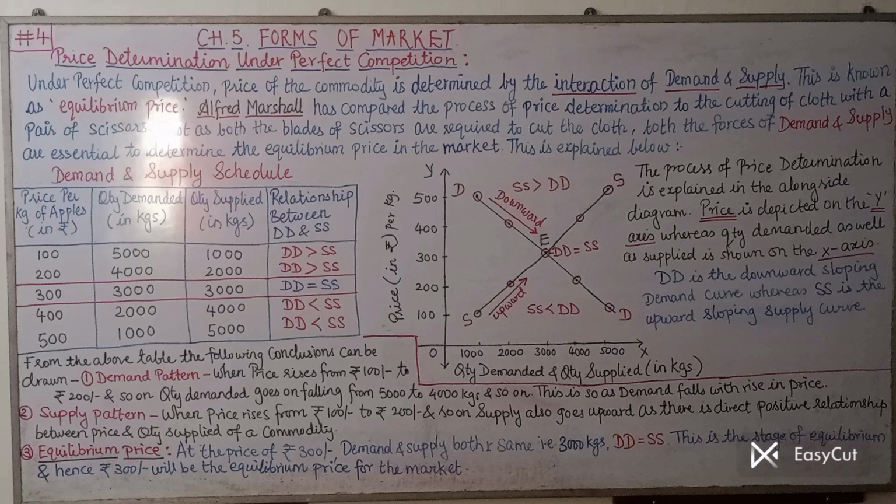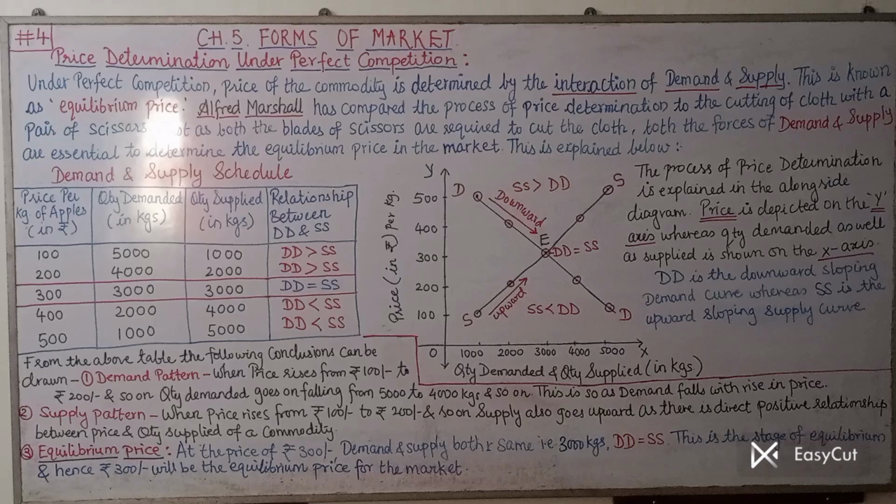Now, Alfred Marshall, you must be knowing about Dr. Alfred Marshall, who has given us all the laws, the law of DMU, law of demand, law of supply. So, Alfred Marshall has compared this process of price determination under perfect competition to the cutting of cloth with a pair of scissors.